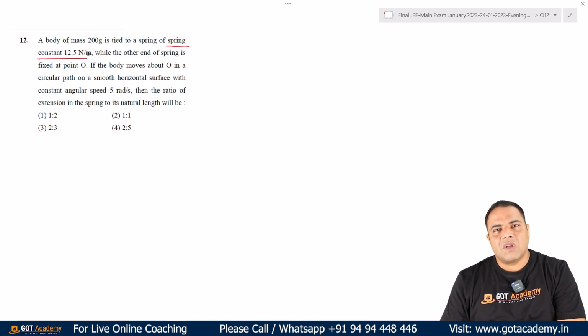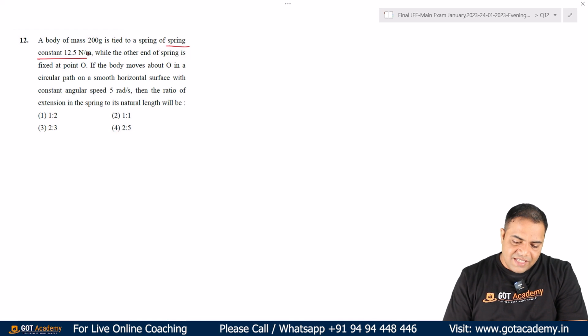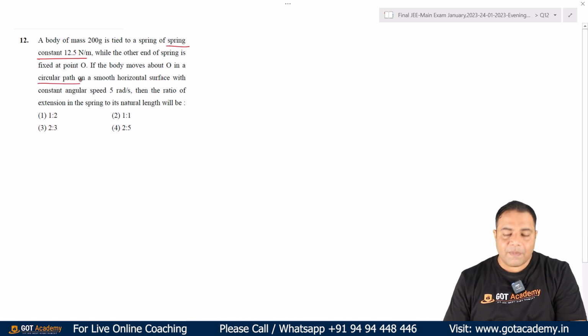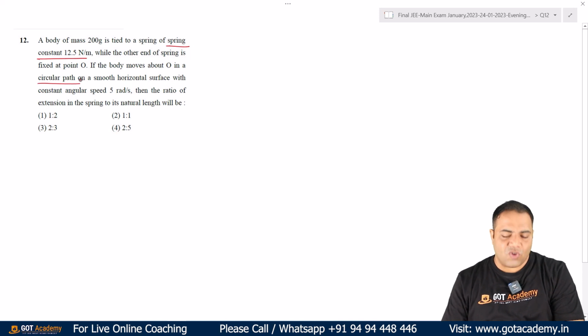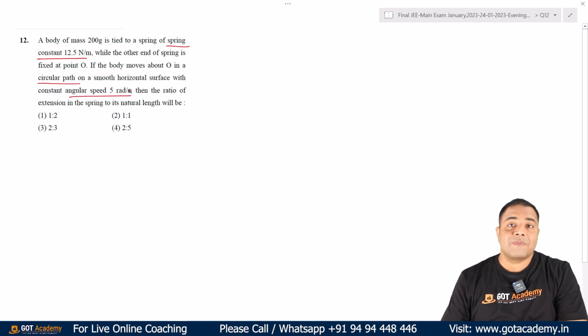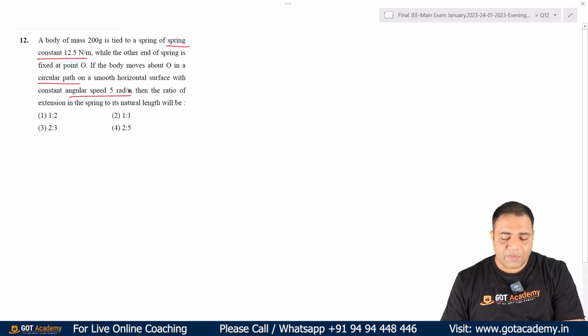Okay. So just recollect whatever you have studied in your junior inter. Spring constant is given by the symbol K, and it mainly comes in the chapter work power energy as well as oscillations. So what is happening here is that circular path is there. So circular path means you have to think that there is a centripetal force. Okay. So angular speed is given. It means that you have to express the centripetal force in terms of angular speed.